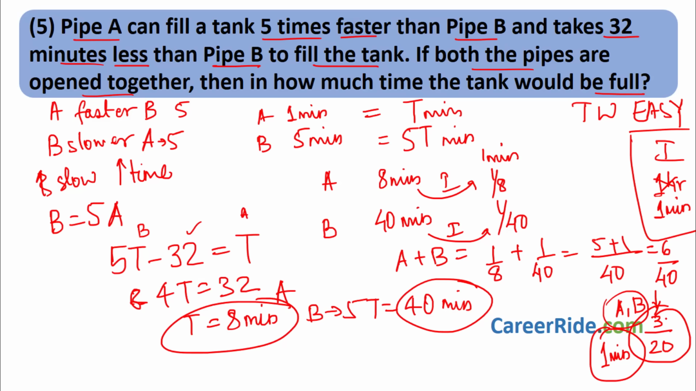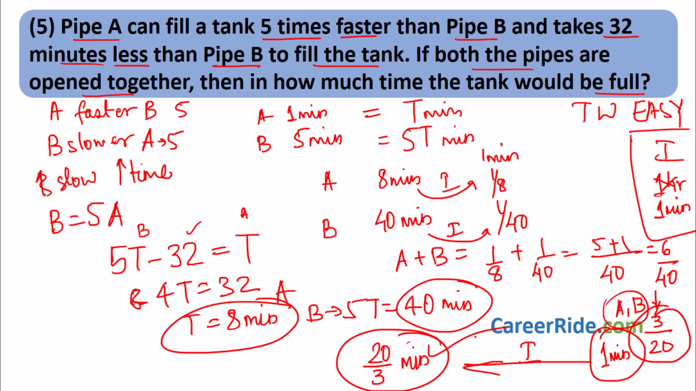So if in 1 minute 3 by 20 amount of work is done, then in how much time will the total work be done? Simply invert. What do we get? 20 upon 3 minutes. So A and B, when opened simultaneously, completely fill the tank in just 20 minutes.